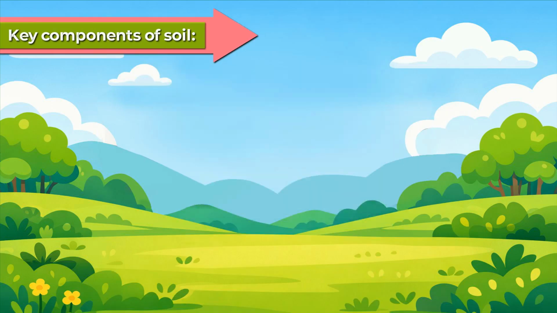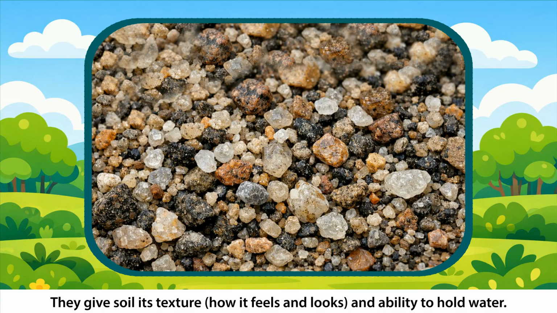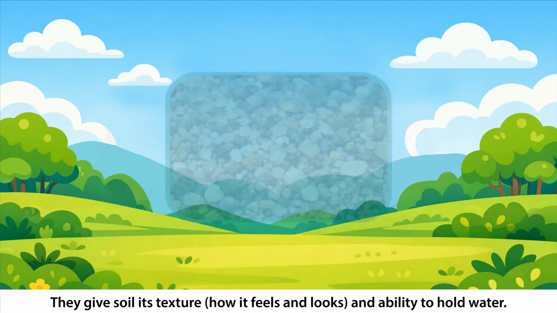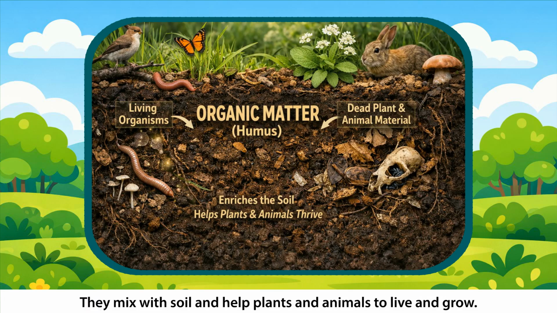Key components of soil. Minerals. These are tiny pieces of rocks and sand. They give soil its texture, how it feels and looks, and ability to hold water. Organic matter. The living and dead organisms are called organic matter or humus. They mix with soil and help plants and animals to live and grow.